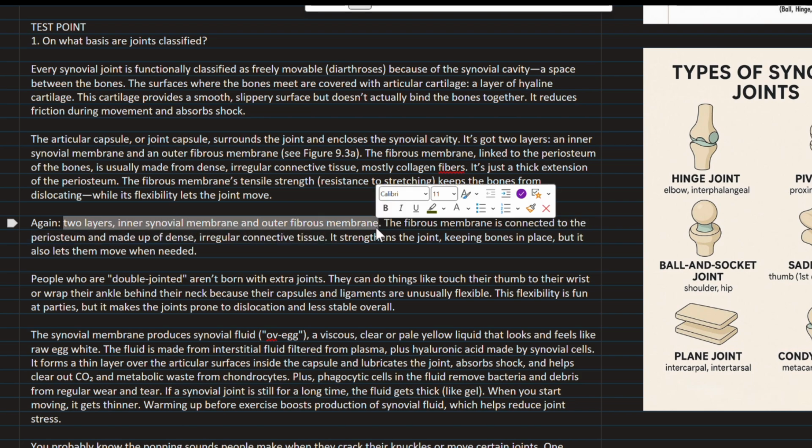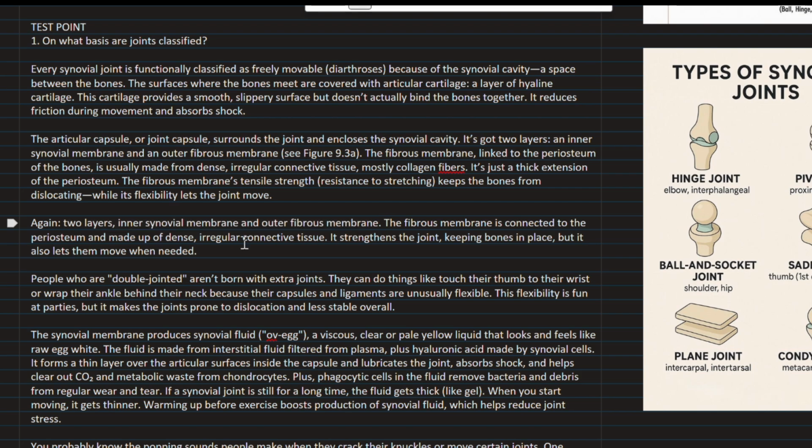Again, two layers: inner synovial membrane and outer fibrous membrane. The fibrous membrane is connected to the periosteum and made up of dense, irregular connective tissue. It strengthens the joint, keeping bones in place, but it also lets them move when needed.